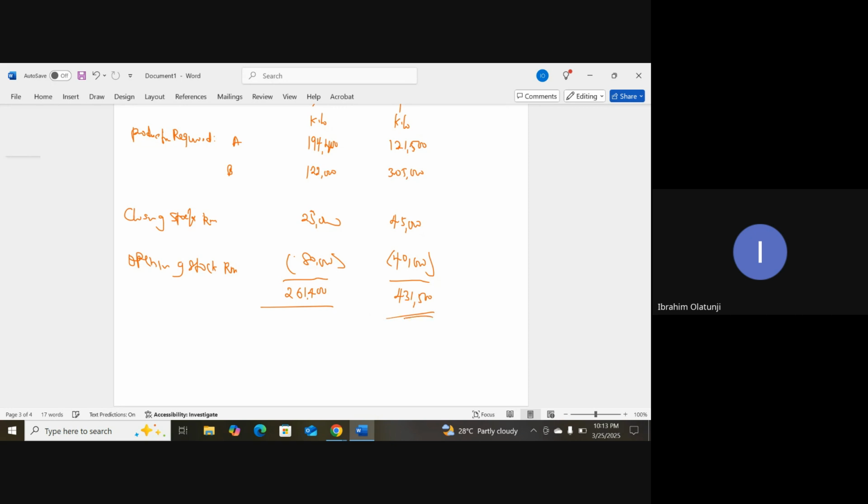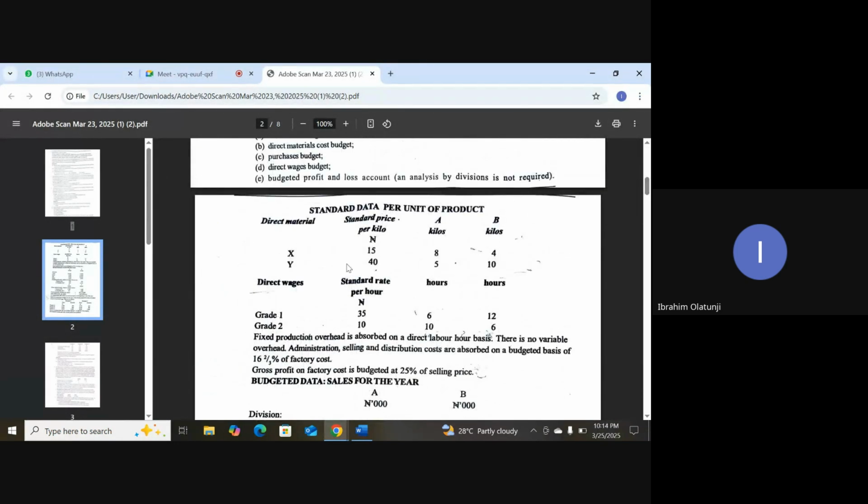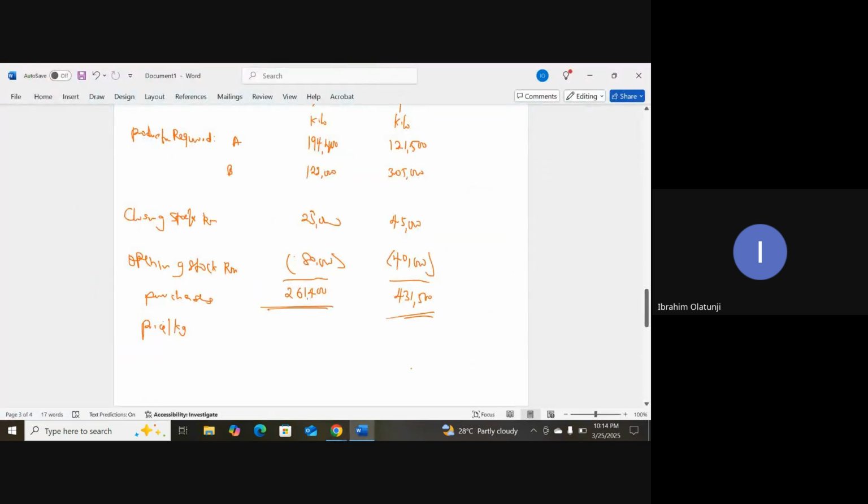But let's assume the question goes further, that this is the purchases they asked us to do. This is what we actually purchase. But if the question says we should calculate the purchases cost budget, the cost of it, then we can say price per kg. So how much is the price per kg? We check our question: under S, price per kg, it is 15 naira, under Y 40 naira. So we can use it to multiply that.